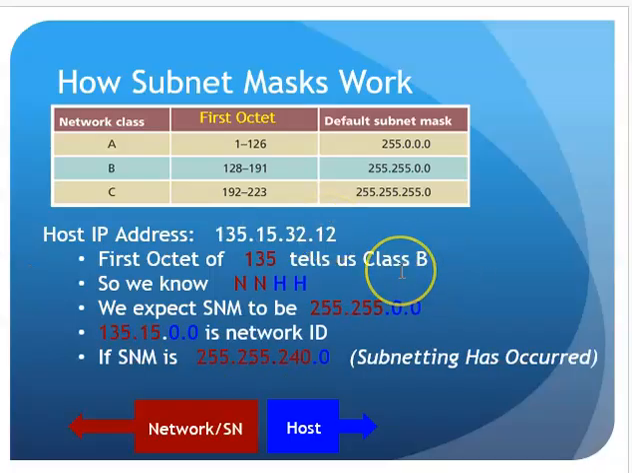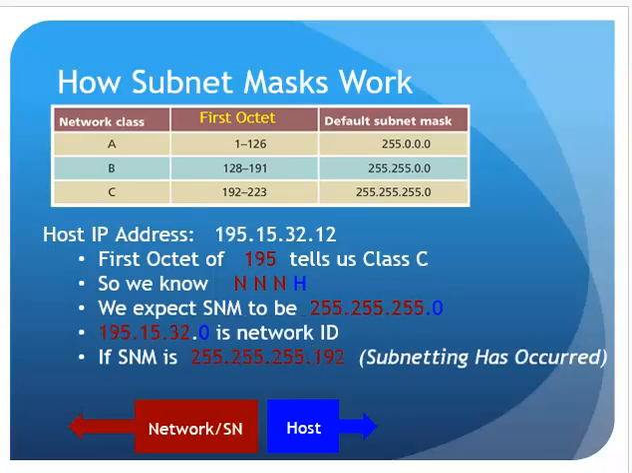If I see a 135 address, we know it's a class B. So we're thinking network network. Last two octets are host host. We're thinking 255.255.0.0. But if the subnet mask is 255.255.240, we know subnetting has occurred. Not quite sure how yet, but we know it has occurred.